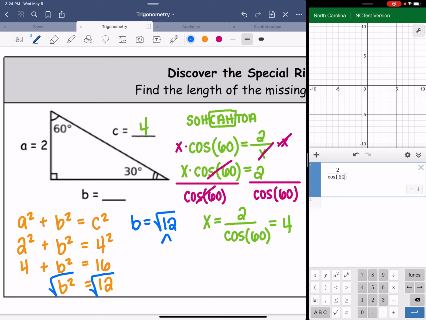So if I break this up to be 6 times 2, neither one of those are perfect squares. 12 times 1 is also not a perfect square. But 4 times 3, 4 is a perfect square. So that's the perfect square that I'm going to use when I factor, because the square root of 4 simplifies to be 2. So b is 2 square root 3.